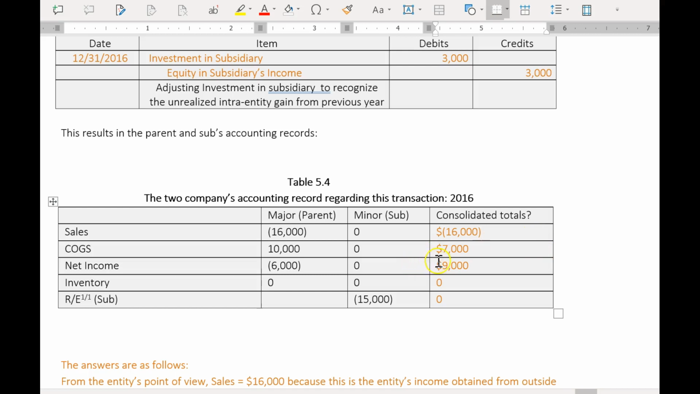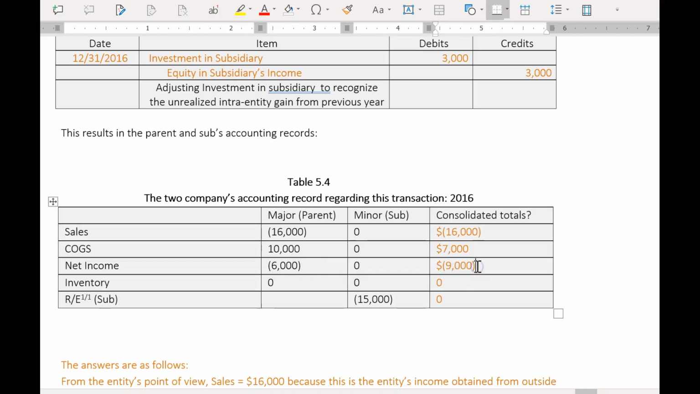and also has the net income 9,000. Okay, that's from the entity's perspective. Now you can see the parent only recognized 6,000. Why would the consolidated net income be 10,000? I mean, the parent recognizes net income 6,000 when you do P plus S. How come you have 9,000?